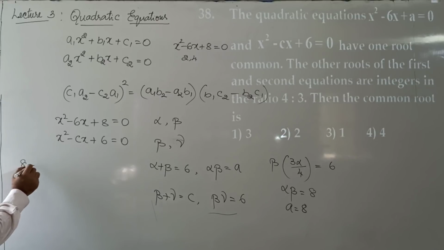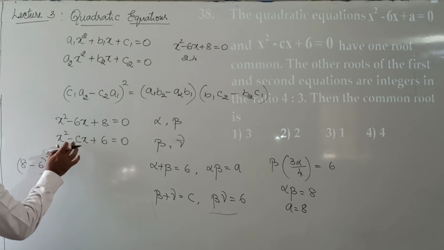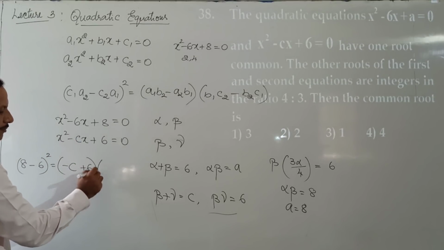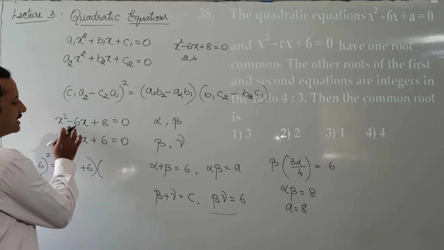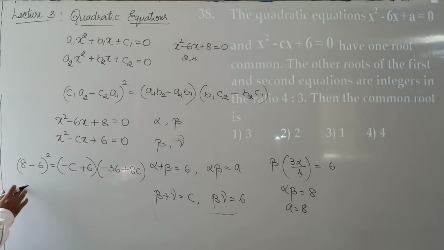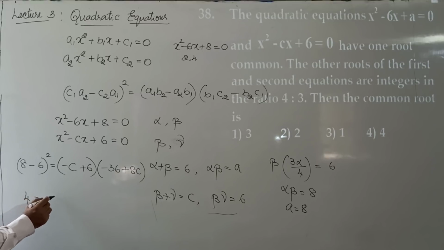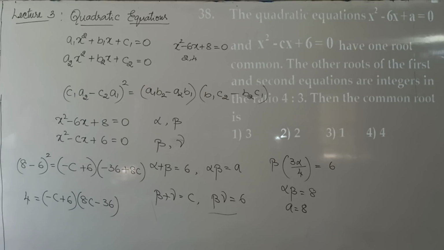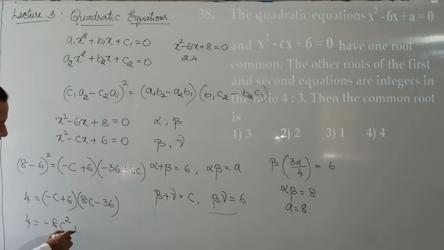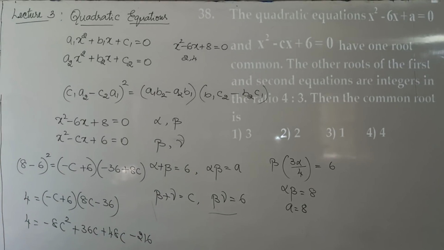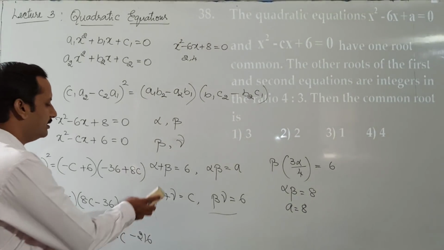(c1a2 - c2a1)² = (a1b2 - a2b1)(b1c2 - b2c1). Substituting: 8 - 6 is 2, squared is 4, equal to (-c + 6)(8c - 36). Okay, let us simplify. 4 is equal to -8c² + 36c + 48c - 216. Let me simplify. I don't have enough space here. Okay, this.